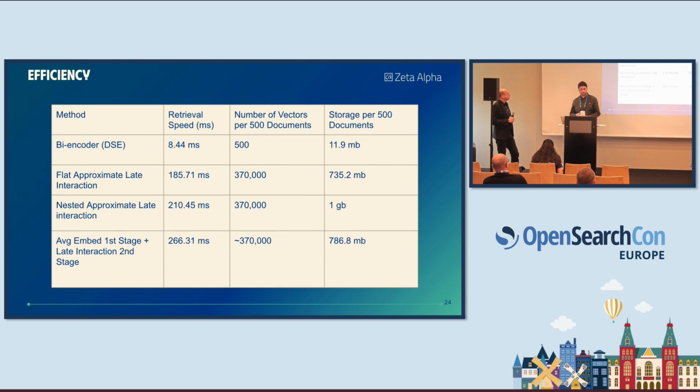Again, the same number of documents, slightly larger storage. And this two-stage one is, again, a little slower, 266 milliseconds, around the same embeddings and around the same storage. But how do they actually perform in terms of performance?